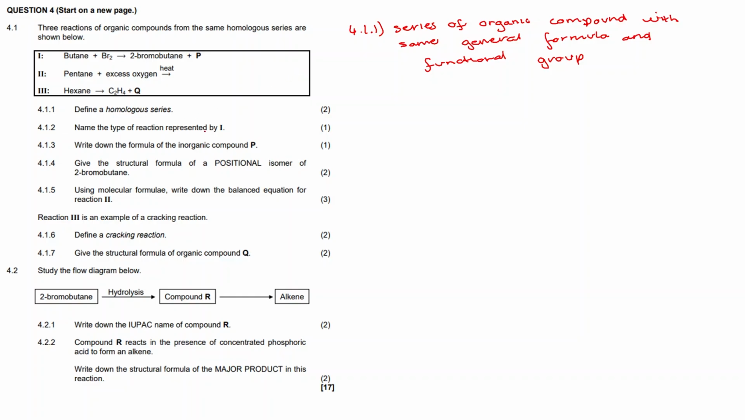Question 4.1.2. Name the type of reaction represented by I. So in I, we can see that we have an alkane plus bromine, and it gives us a haloalkane plus P, which is unknown. Therefore, the reaction of an alkane with a halogen is known as halogenation, or alternatively, you could have just said substitution. Question 4.1.3. Write down the formula of the inorganic compound P.